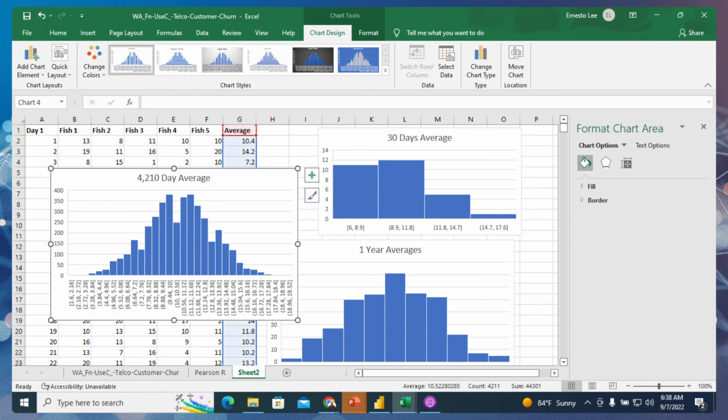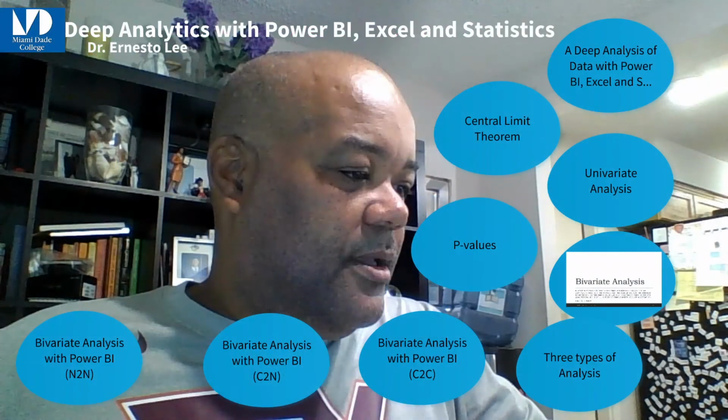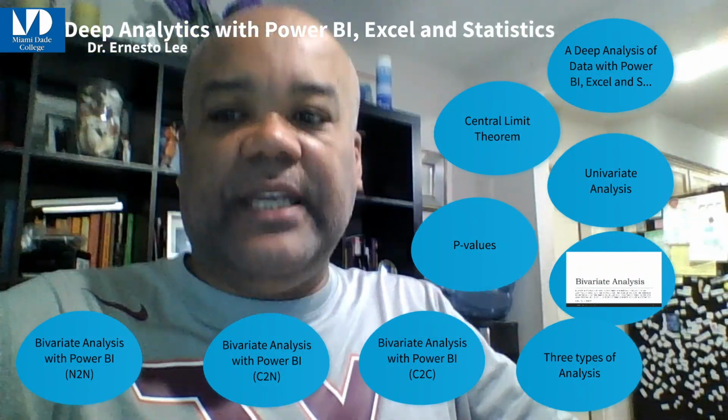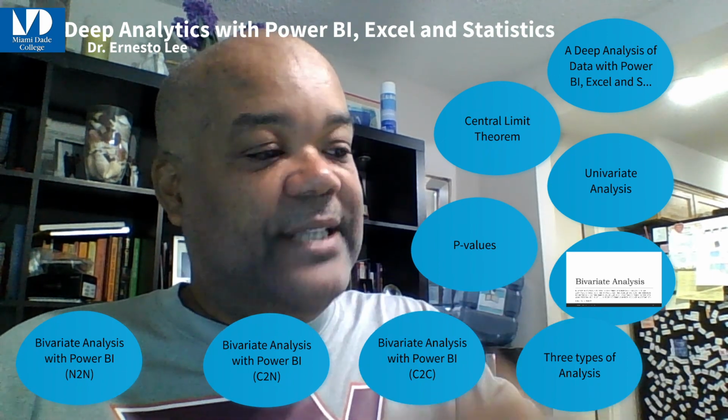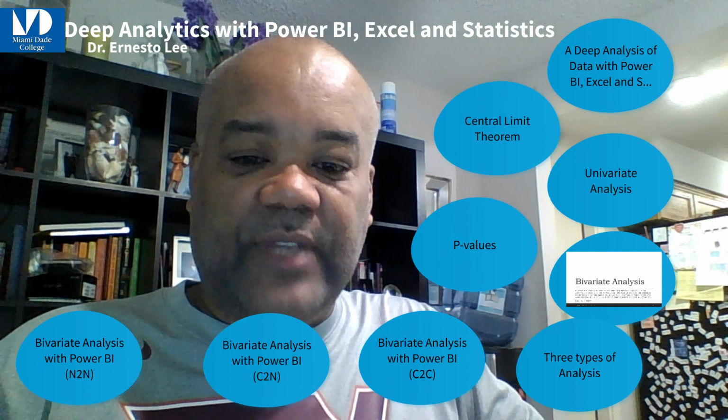Central limit theorem is something that every data analyst, every data scientist should know. Anyway, we will start to use that as the foundation to analyze columns of data as we move forward.